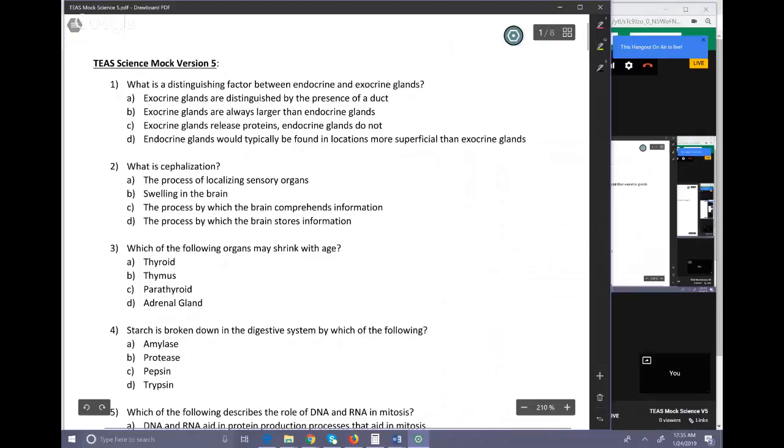Okay, this is TEAS Science Mock version 5. A quick note up front, and I've said this in the other science mocks as well, so this is something that always applies.